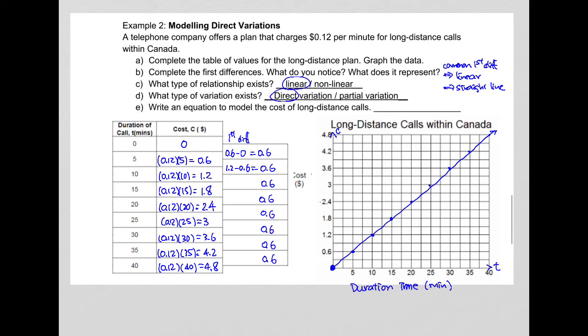So how do I write the equation now? So let's look at this. If I say this is t minutes now, then I will write down 0.12. I have to times by t equals to the total cost, c. So my equation will be c equals to 0.12t.